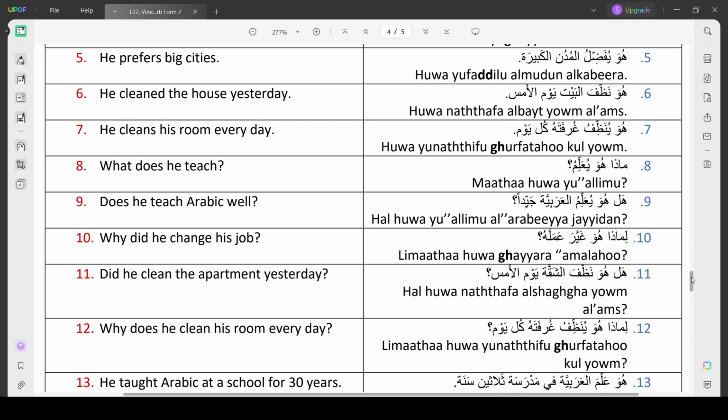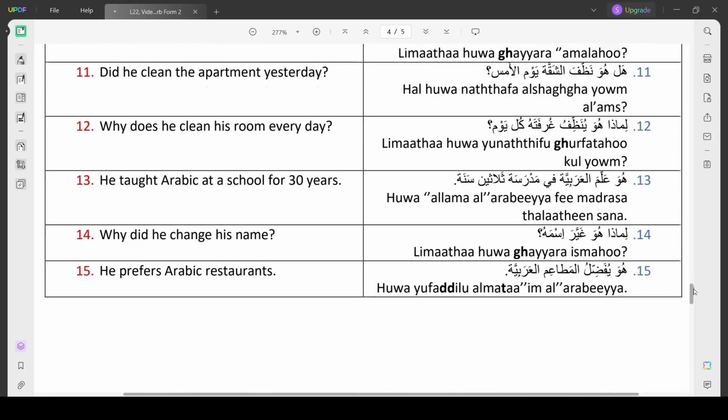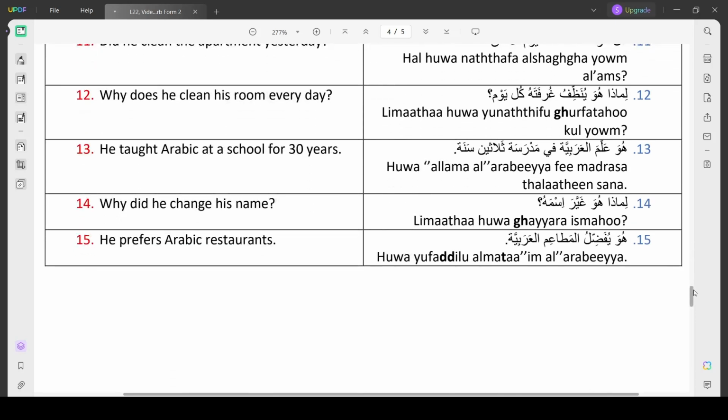Number 11. Did he clean the apartment yesterday? هل هو نظف الشقة يوم الأمس؟ Number 12. Why does he clean his room every day? لماذا هو ينظف غرفته كل يوم؟ Number 13. He taught Arabic at a school for 30 years. هو علم العربية في مدرسة 30 سنة.